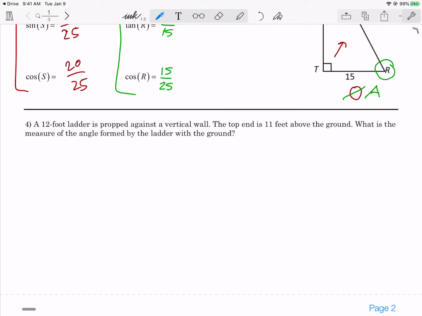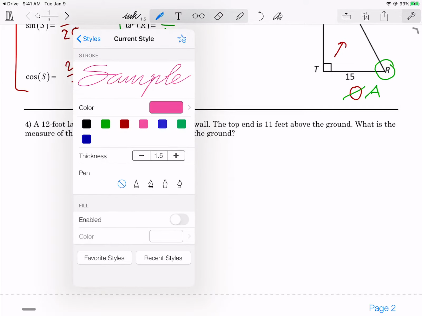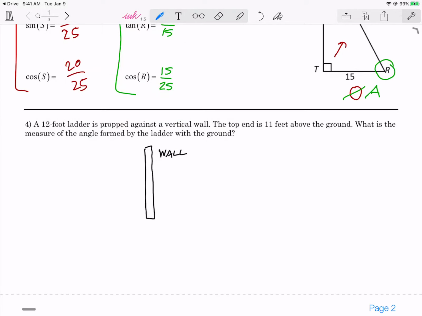We're going to draw a wall. Here's my wall. Now, the ladder. This pink ladder is 12 feet long, leaning up against a vertical wall. Keyword vertical. That means up and down, just like we measure height, altitude, all those things. Vertical, up and down. So my ladder is 12 feet long.